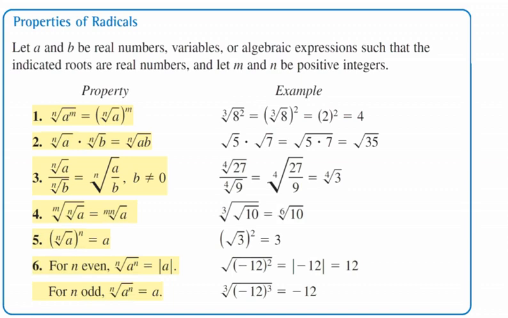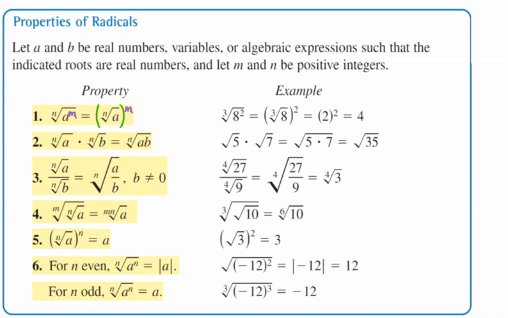So if we look at our first property, here we see that if we have a base raised to an exponent inside of a radical, that can move to the outside, and we just add in some parentheses to include that whole radical. It works forwards and backwards as well. You could also rewrite it going this direction.